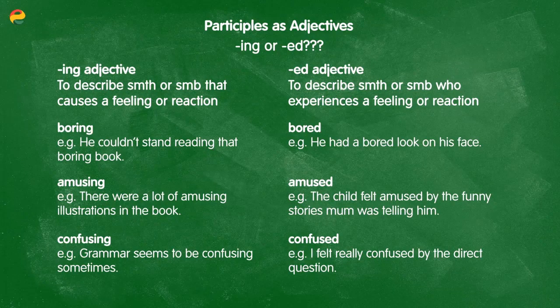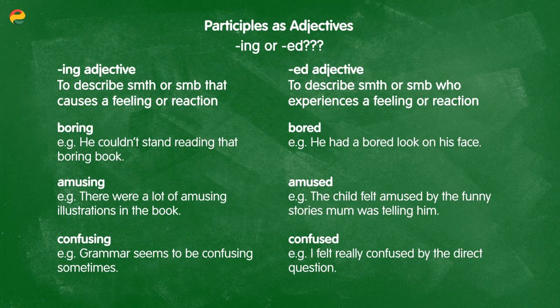Now, quite often, students feel confused about which participle to use, particularly when we're forming the adjective forms of words. So let's analyze the differences between a few of these phrases in their present and past participle forms. For example, if we look at the phrase boring, like in the sentence, he couldn't stand reading that boring book, or the word bored. He had a bored look on his face. So what's the difference between these? The ing ending is used to describe somebody or something that causes a reaction, whereas the ed ending is used to describe something or somebody who experiences that reaction. They themselves feel this emotion.